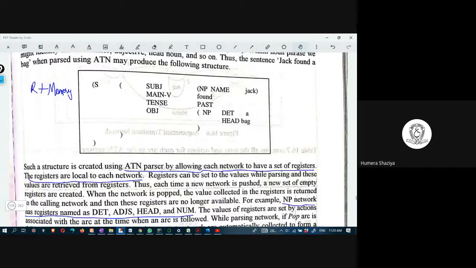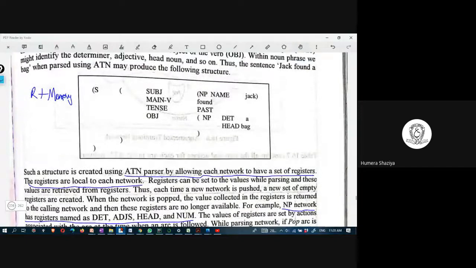And what it does is, look at the structure here. There is a sentence. In the sentence, we have a subject, which is a noun phrase, and type name. The actual name is Jack. Main verb found. Tense is past. Object is again a noun phrase. There is a determiner A and there is a head. Bag means a noun. A noun is the bag.